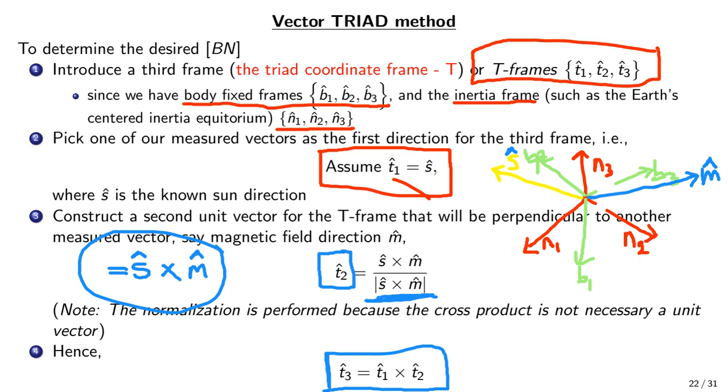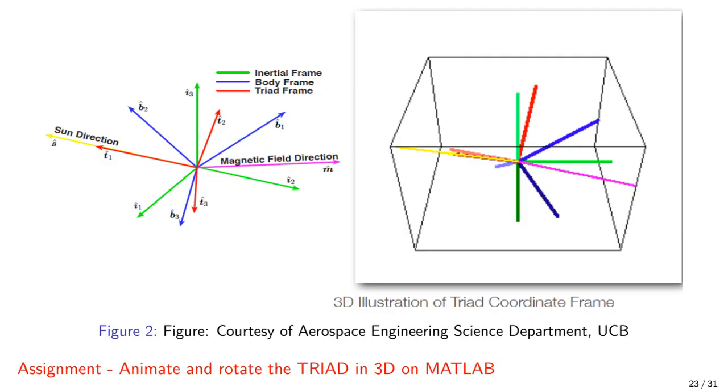What do I do with these values? This is what I was trying to draw, but I've left it as an assignment. I'm not going to mark this now, but it's something I want you guys to play with. Create an animation and rotate the triad in 3D on MATLAB. Just play around with that.